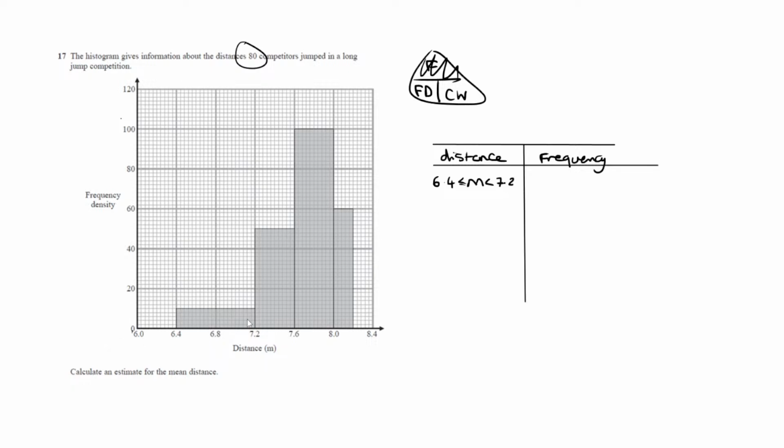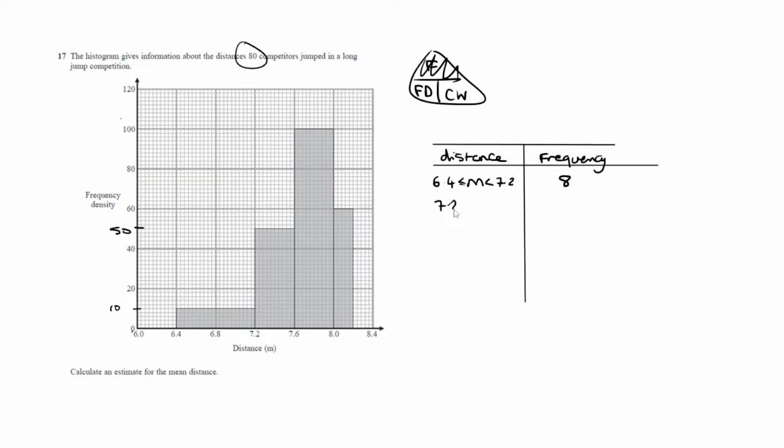Let's do that. So that one, what was that? That looks like 10, and it was a difference of 0.8. So 0.8 times 10 is 8, isn't it? So that's 8 people. Obviously, the frequencies should all be whole numbers. So if you don't get a whole number, you know something's wrong. Here, this one looks to be at 50. And then a difference of 0.4. So I think that would give me 20.